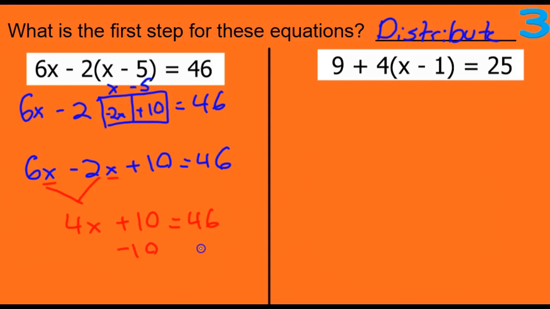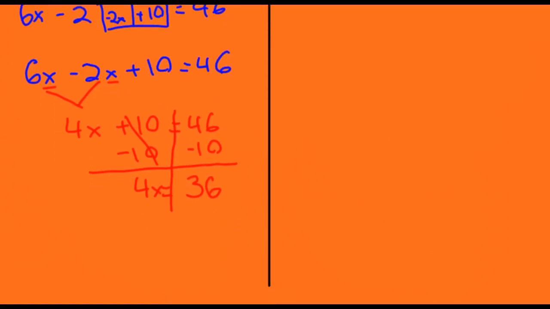Now we're going to subtract 10. Get 4x equals 46 minus 10 gives us 36. Now the last part, our 4 and the x are touching, so that means multiply. Opposite of multiply then is divide. X equals 36 divided by 4, which is 9.